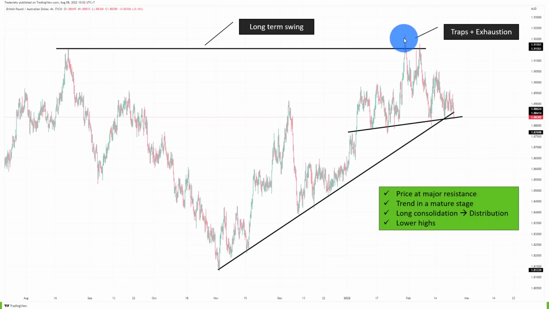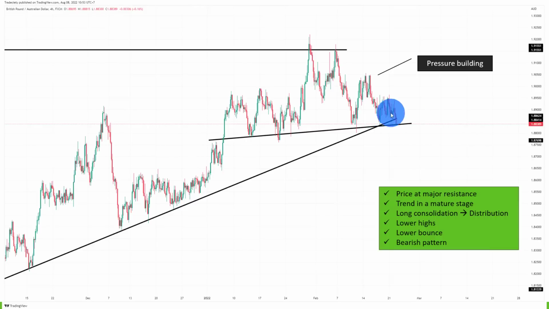Also, we have lower highs here. You can see this is the highest high after the fake breakout attempt. Then you can see we make a lower high here, lower high, and here. So we have lower highs. A lot of positive confluence that would all agree and signal more selling is likely to come.